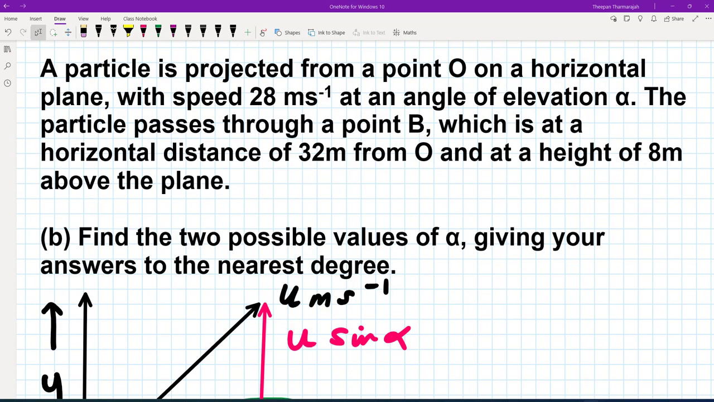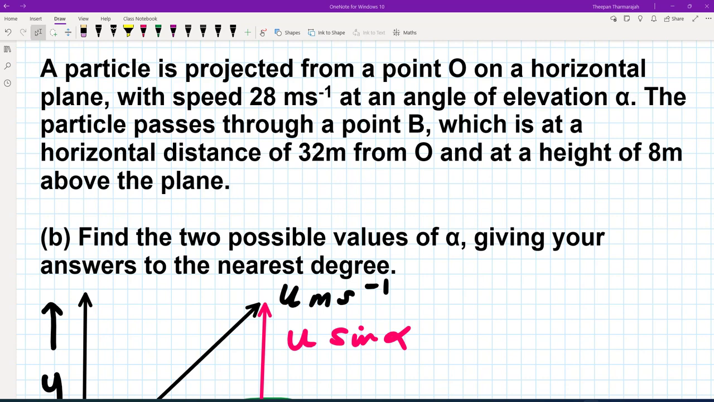Now part B of the question states the following. A particle is projected from a point O on a horizontal plane with speed 28 meters per second at an angle of elevation of alpha. The particle passes through a point B, which is at a horizontal distance of 32 meters from O and at a height of 8 meters above the plane. Find the two possible values of alpha, giving your answers to the nearest degree.